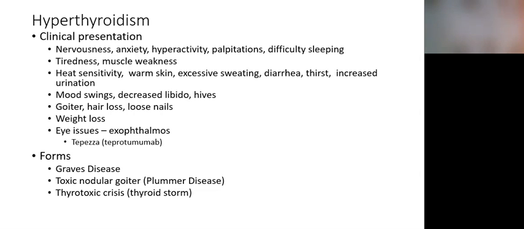Hyperthyroidism is too much thyroid hormone produced. The clinical signs include nervousness, hyperactivity, heat sensitivity, weight loss, and sometimes exophthalmos. The forms of hyperthyroidism include Graves' disease, Plummer's disease, and thyrotoxicosis or thyroid storm.